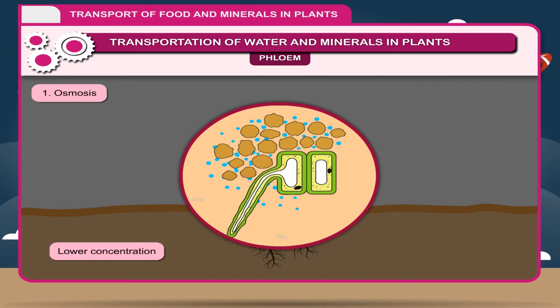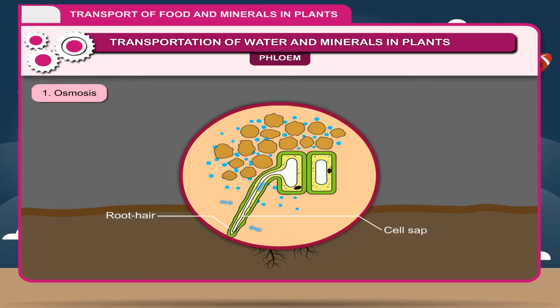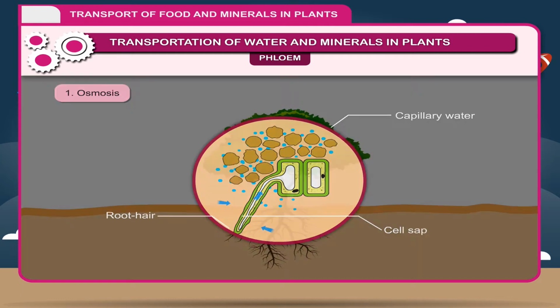It involves the movement of solvent molecules, water, from a region of their higher concentration to a region of their lower concentration through a semi-permeable membrane. In root hair cell, the cell sap is more concentrated than the surrounding capillary water. Thus, water moves into the root hair cell by the process of osmosis.